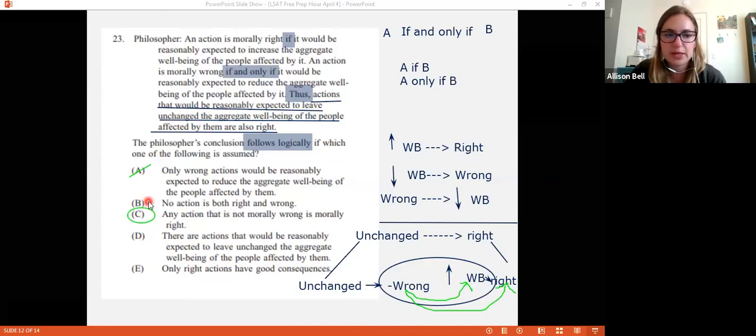Let's check out B. No action is both right and wrong. That's interesting, but it doesn't really help us solve the puzzle of these unchanged actions, which we're being told are right. This is telling us it can't be right and wrong at the same time, which is a little bit different from what we need. So we're going to cross it off.